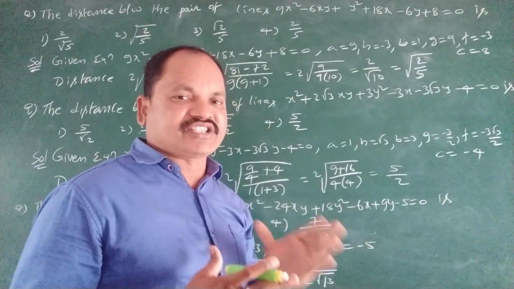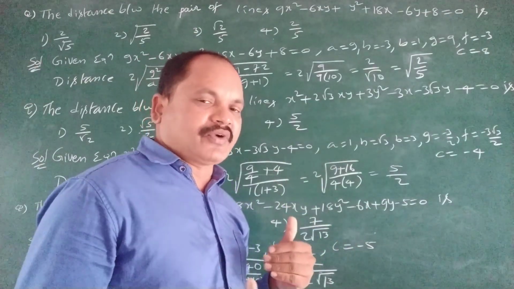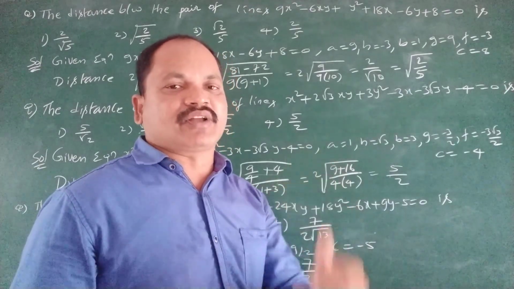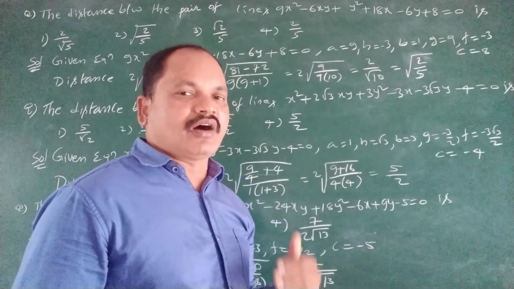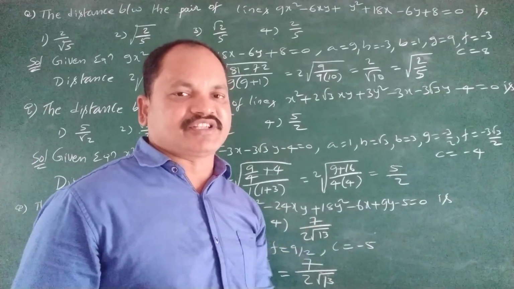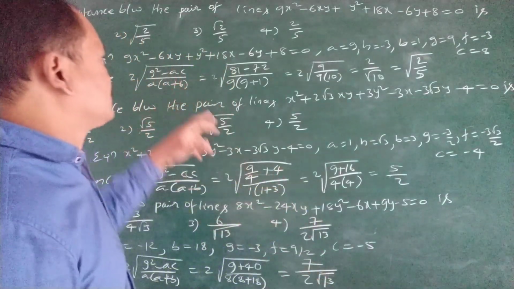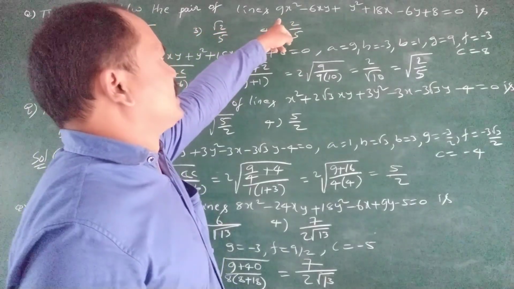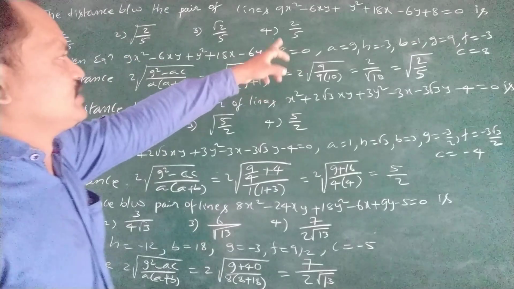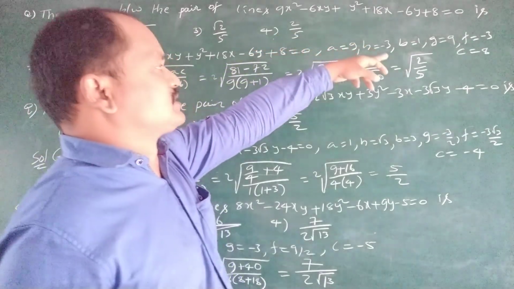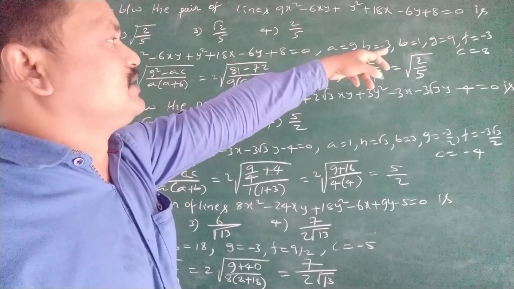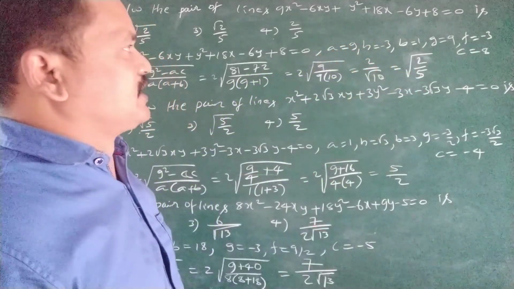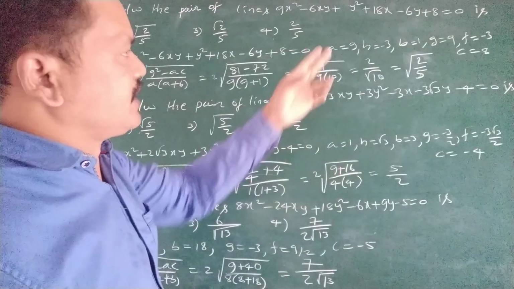Now we have to identify the distance between the parallel lines. We know the formula for distance between the pair of parallel lines is 2 times root of (g square minus ac) by a into (a plus b), or 2 times root of (f square minus bc) by b into (a plus b). From this equation, the parameters are: a is 9 and h is minus 3, b is 1, g is half of the coefficient of x, that is 9, and f is half of the coefficient of y, that is minus 3, and c is equal to 8, the constant.